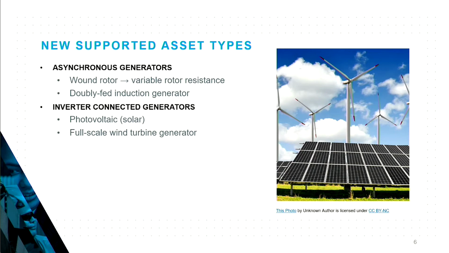So, the new supported asset types. For asynchronous generators, we previously had single and double squirrel cage assets, as well as wound rotor. We didn't quite have support for some of the other types, being doubly fed induction generator. So we've changed wound rotor to be a more general variable rotor resistance type. Any data that's ported across will still be kept as it was. It's just that the asynchronous machine type will be changed to variable rotor resistance.